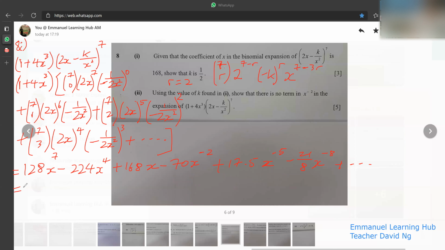Okay, you have 128 x power 7 minus 224 x power 4 plus 168 x minus 70 x power negative 2. Okay, then plus dot, dot, dot, and inside there is a plus 70 x to the power of negative 2. So this one is eliminated.